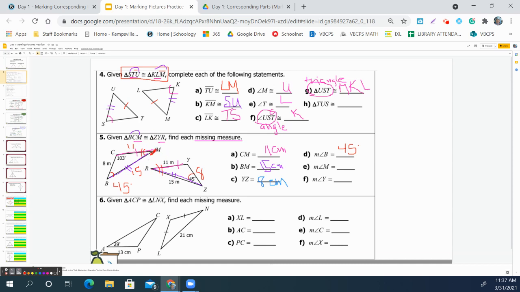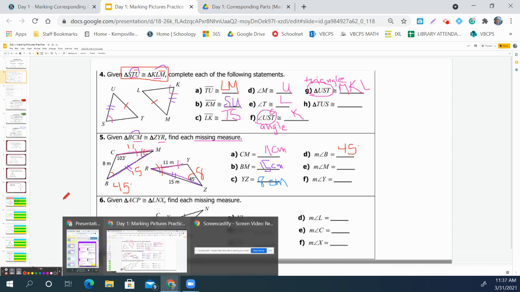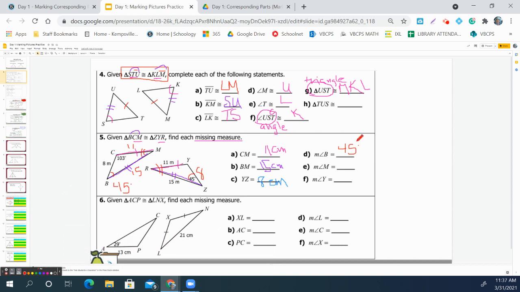So how can I figure out angle M? What did we just figure out here? If I know B is 45, I know M goes with R, but I don't know R either. But I know 45 and 103. How can I find M? Add them up and subtract them. So when you add up 103 and 45, you get 148. If you take away 148 from 180, what do you get? 180 minus 148 is, drumroll please, 32.